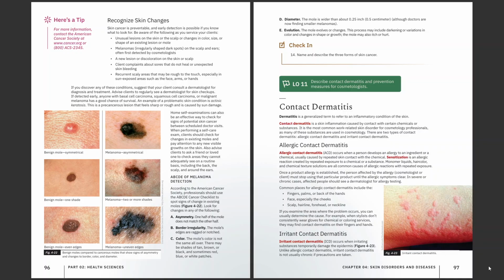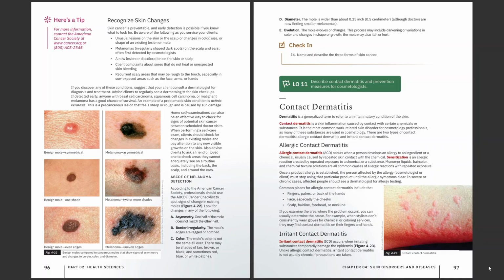Contact dermatitis. Dermatitis is a generalized term to refer to an inflammatory condition of the skin. Contact dermatitis is a skin inflammation caused by contact with certain chemicals or substances. It is the most common work-related skin disorder for cosmetology professionals, as many of these substances are used in cosmetology. There are two types of contact dermatitis: allergic contact dermatitis and irritant contact dermatitis.